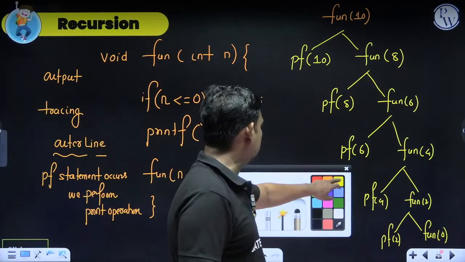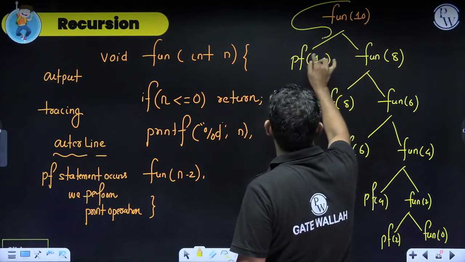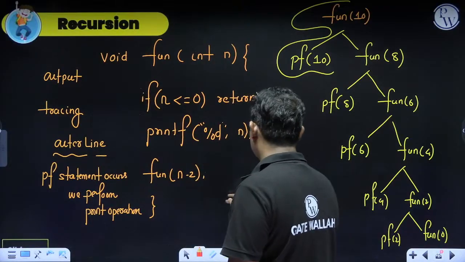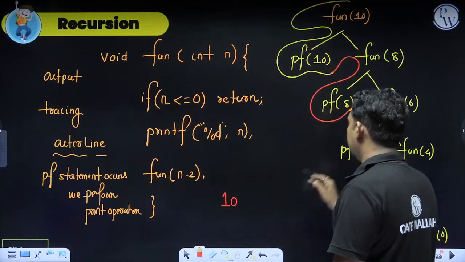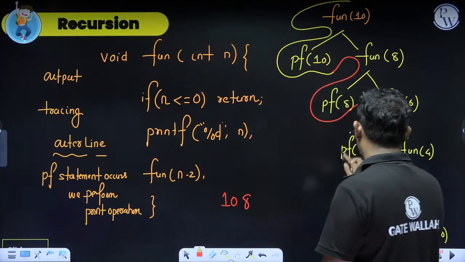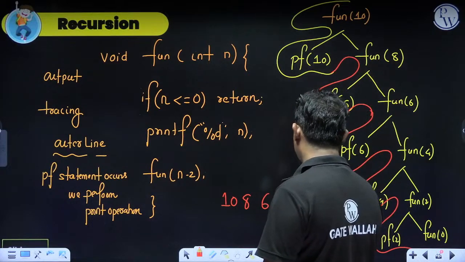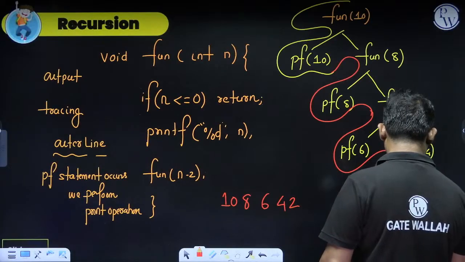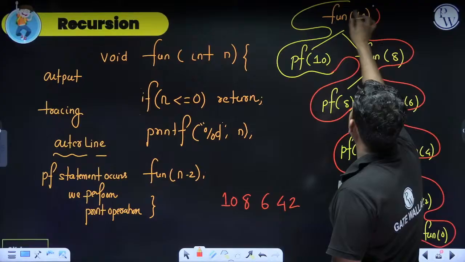So let's draw this part. Now I am going for the tracing, and the first statement that comes here is 10. So I will write the value 10. Then tracing goes to 8, so I will write 8. Then it's 6, 4 and 2. I am giving a space, but the actual space will not come. After that it will return like this.